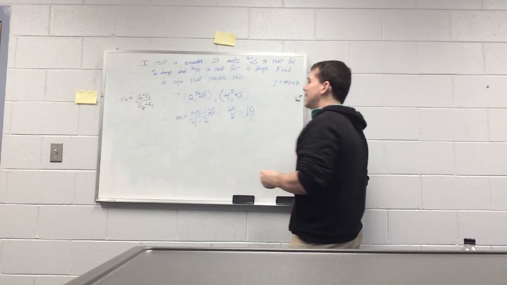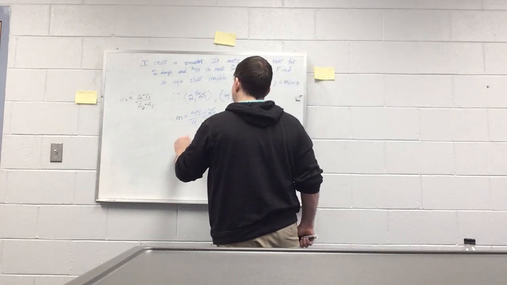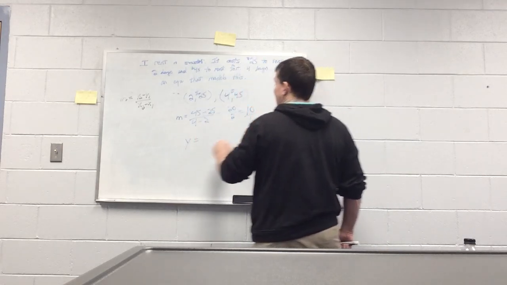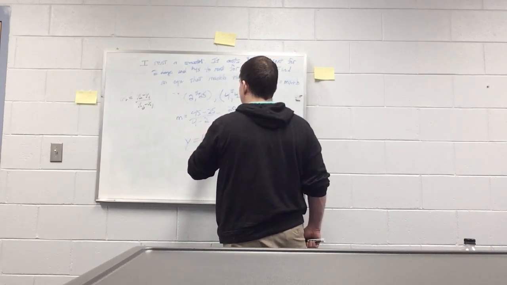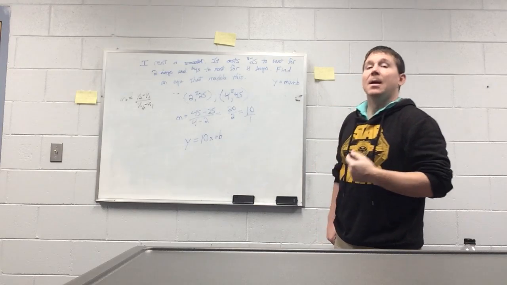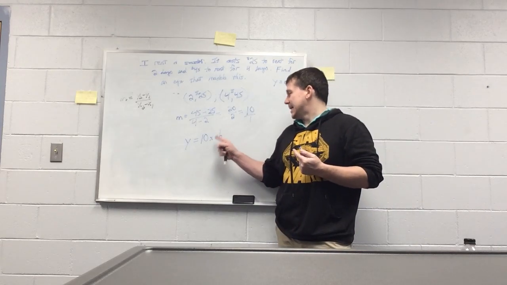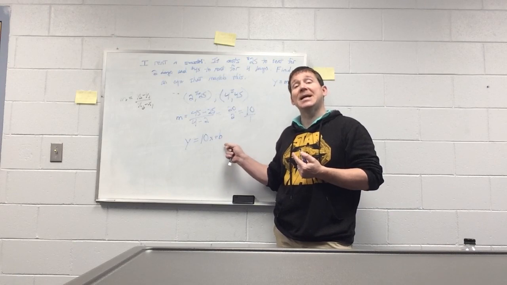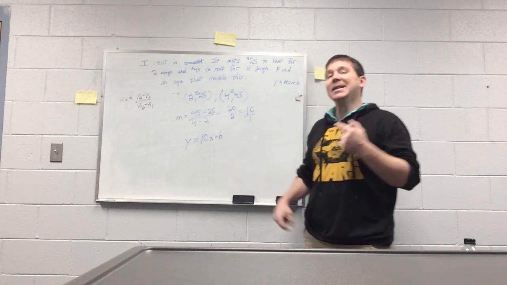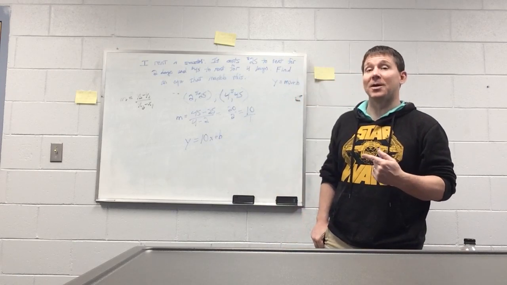Well, now I have an m. So now I can rewrite this equation, put my m in: y equals 10x plus b. But now the way this works is, I have my m, but I'm still not done until I get my b. So I need a little algebraic trick to get this to work.